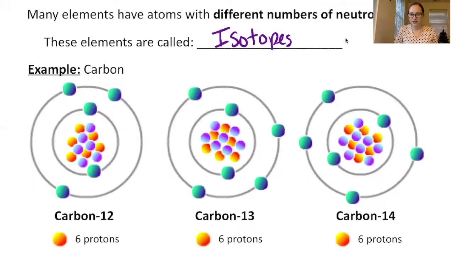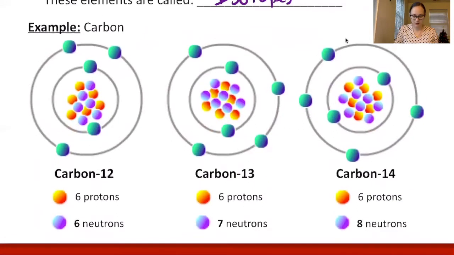For example, we have carbon here, which you can see by the pictures that we have. We have the same number of protons in each. There's 6 of the orange little balls. And the same number of electrons, we have 6 electrons around the outside, but the difference is that we have a different number of neutrons, which overall changes the mass of each of these atoms, so they're not exactly the same.